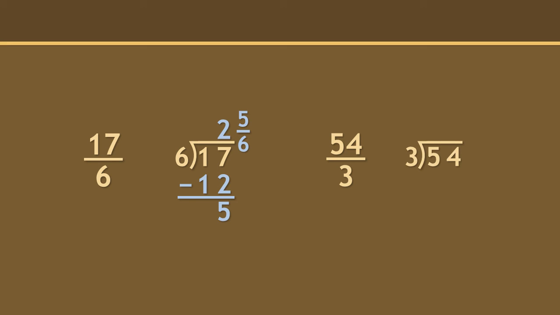So we are going to divide 54 by 3. 3 goes into 5 one time. 1 times 3 is 3. We're going to subtract and get 2. Let's bring that 4 down. 3 goes into 24 8 times, and we have no remainder. So 54/3 can actually be a whole number of 18.